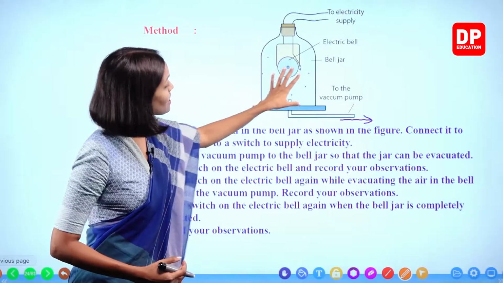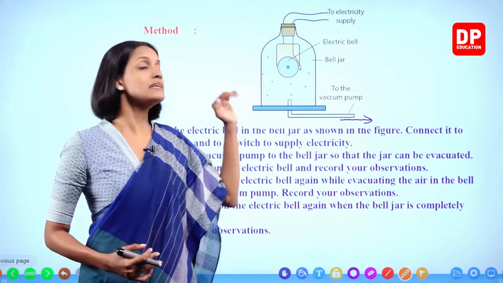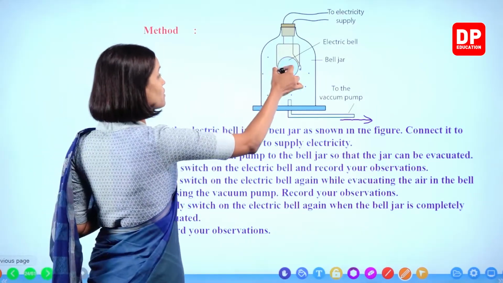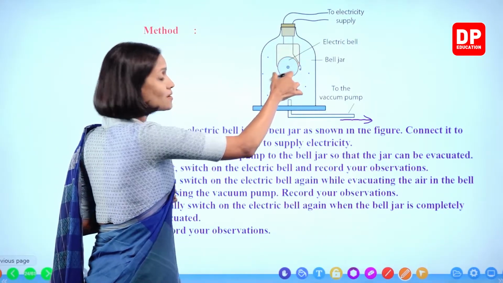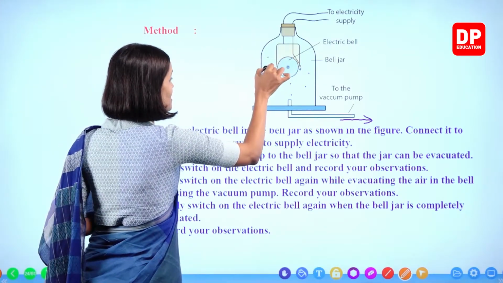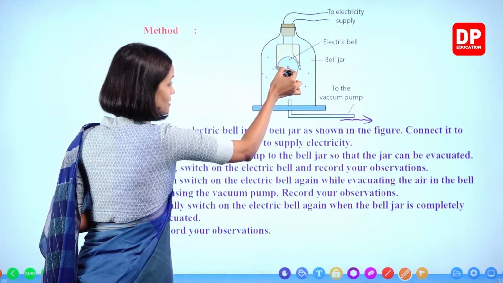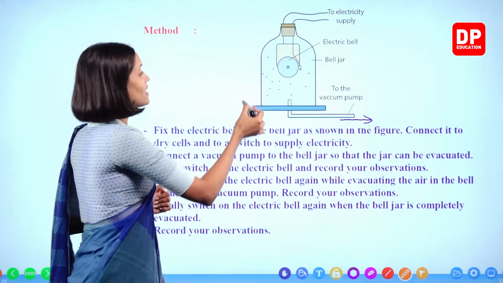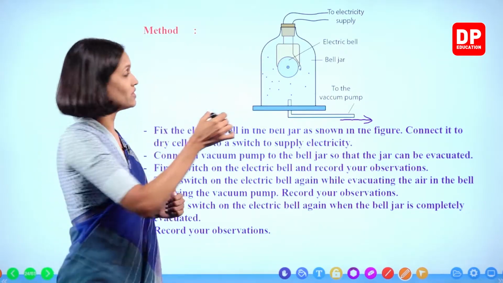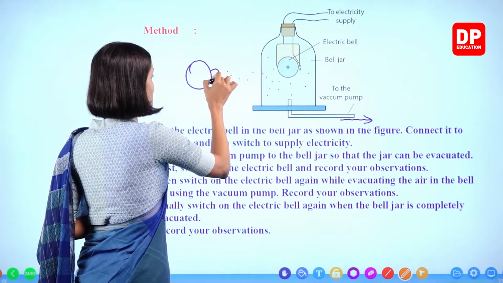When the air is filled inside the bell jar, we can hear the sound clearly. Now the sound is produced by the bell. This sound comes to our ear through air. So inside the bell jar, when air particles are present, from one particle to the other particle, the sound travels, right? So then through this glass cover, it comes to our ear, right? It spreads to the outer air and then finally it reaches our ear.